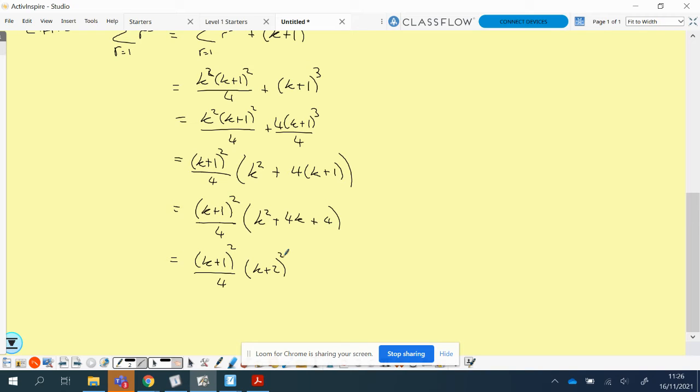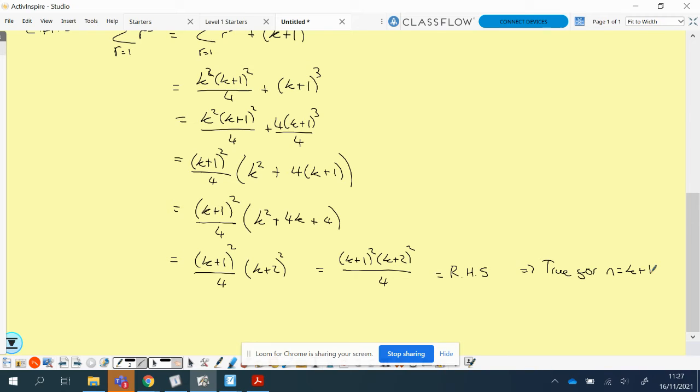Okay, which is now what my right hand side is going to be, which is (k plus 1) squared multiplied by (k plus 2) squared, all over 4, which equalled what I wanted to prove for the right hand side. So I started off with the left hand side and I managed to prove that I get the same thing as the right hand side all the way down there. Therefore, true for n equals k plus 1.